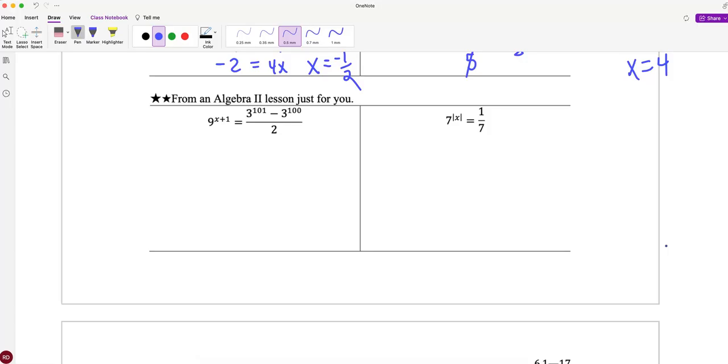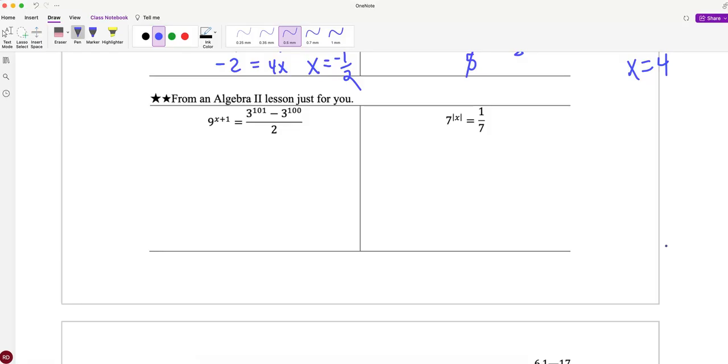I pulled these from, this is the Algebra 2 EP problem, okay? So you can see it's a little bit more complicated. So if this is an EP problem, honors will get more complicated. Do the same thing we just did.